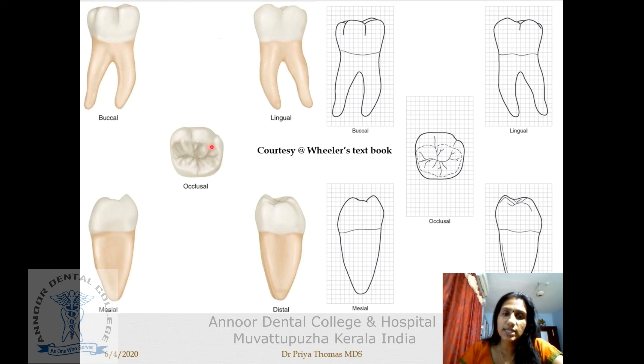And all the cusps will have triangular ridges, as well as you have 2 marginal ridges, that is your mesial marginal ridge and your distal marginal ridge. And your fossae here, that is your mesial triangular fossa and distal triangular fossa, since it's triangular in shape, the base of the triangle is towards a marginal ridge and the apex is towards your mesial and distal pit. So these are the main features which you can observe on the different aspects of your tooth.